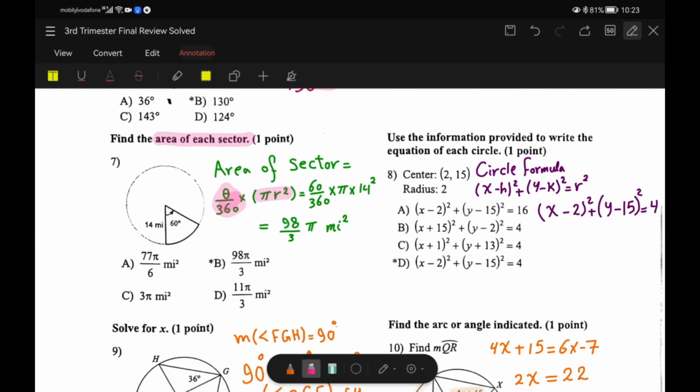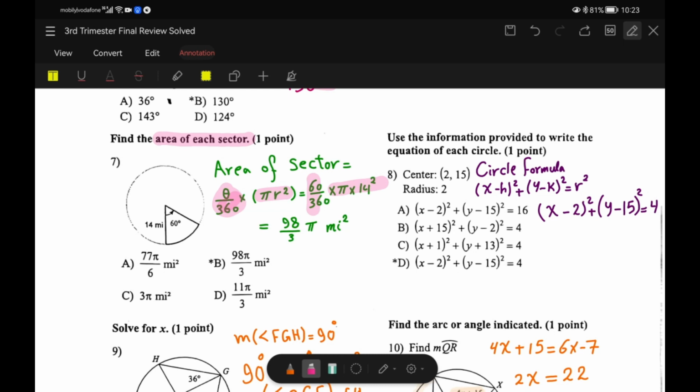Let's go to number 7. Find the area of that sector. Theta is the measurement of the central angle. The central angle here is 60, so the measurement of the same arc will equal 60 also. So let's substitute: 60 over 360 times pi times r to the power 2. R here is 14, 14 squared. Use your calculator and you will find the answer equals 98 pi over 3 square miles.